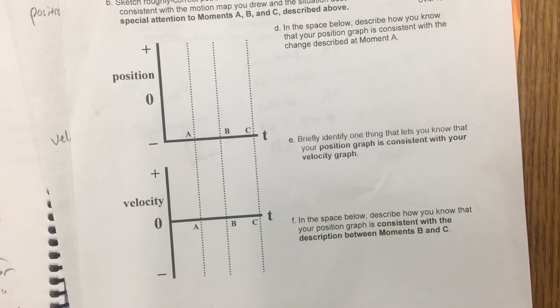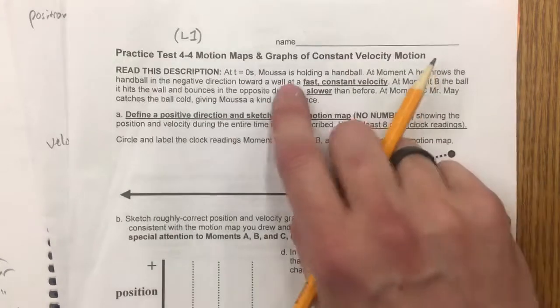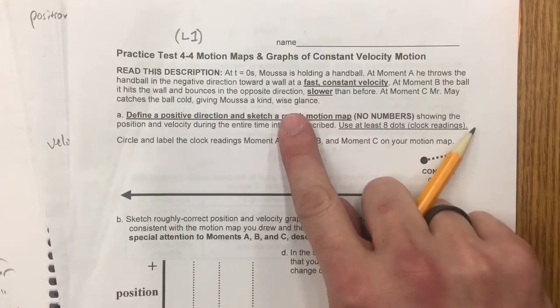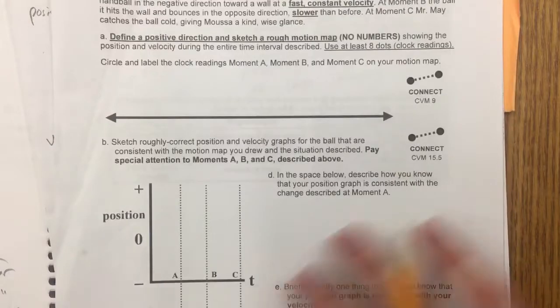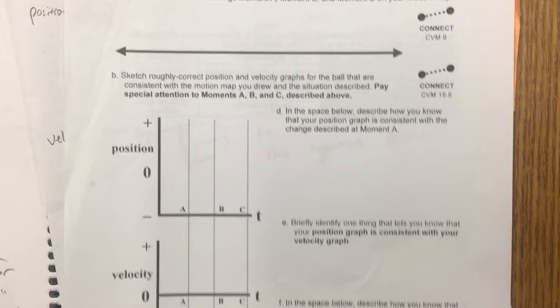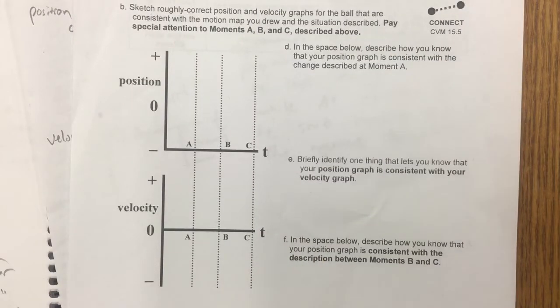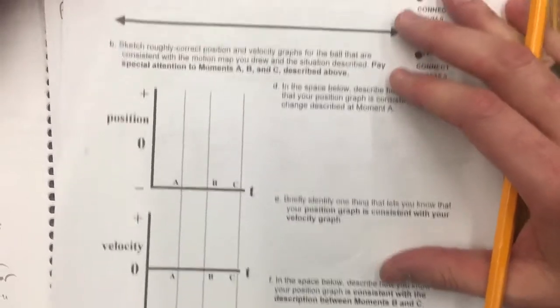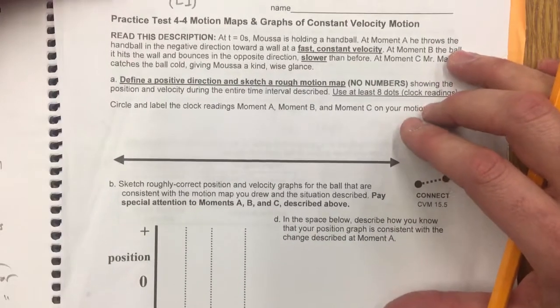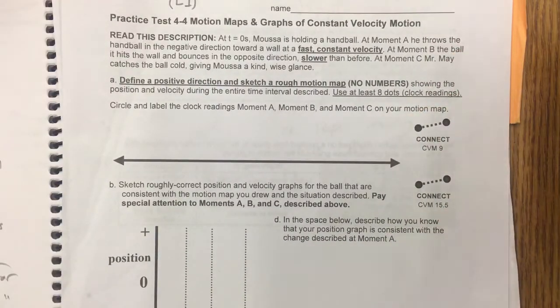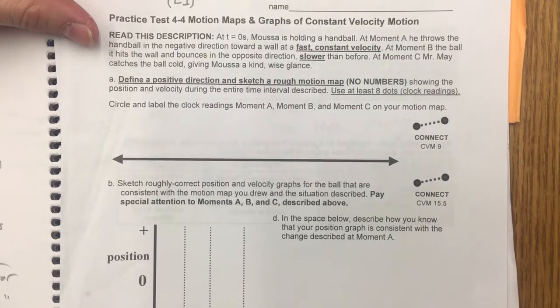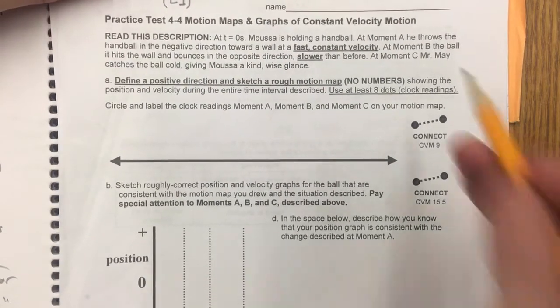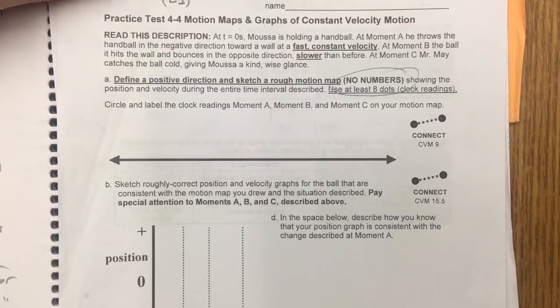But the idea here is we are given a description of something happening, and we need to make up all three representations, all three diagrams and graphs, without any numbers. The fact that there aren't any numbers might make things seem a little easier. In some ways they are easier, but in some ways they're tougher. So we're going to see how this works when there are no numbers.